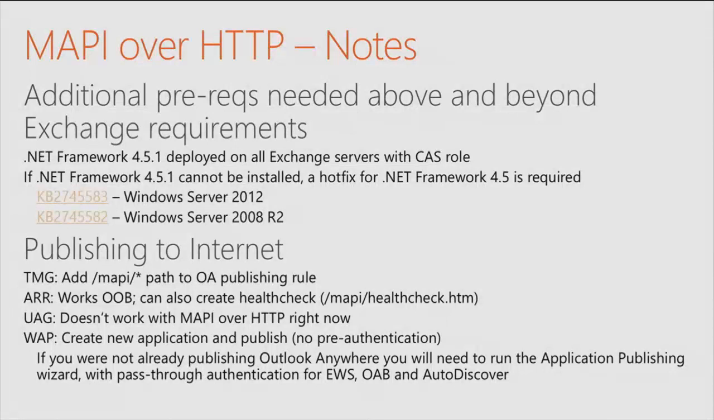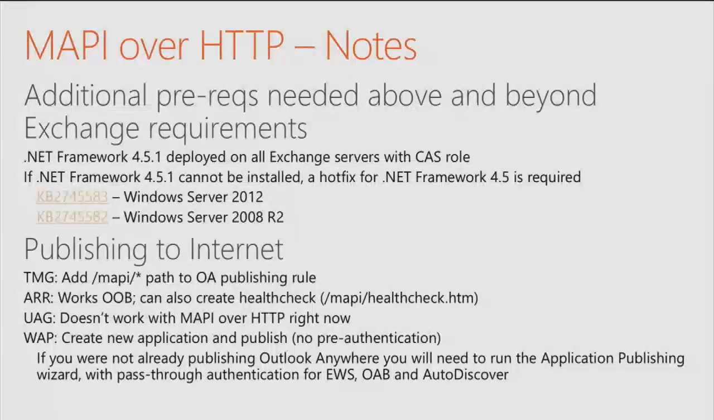For publishing to the internet, that depends on what you're using. If you're using TMG, that's simple. Just update your Outlook Anywhere publishing rule to include the MAPI virtual directory. If you're using ARR, that works out of the box. There's nothing you need to do. If you're using UAG, that actually does not work with MAPI over HTTP now, so there's nothing you can do to get that working. And if you're doing WAP, that's simply just create a new application and publish that, and that should also work as well.